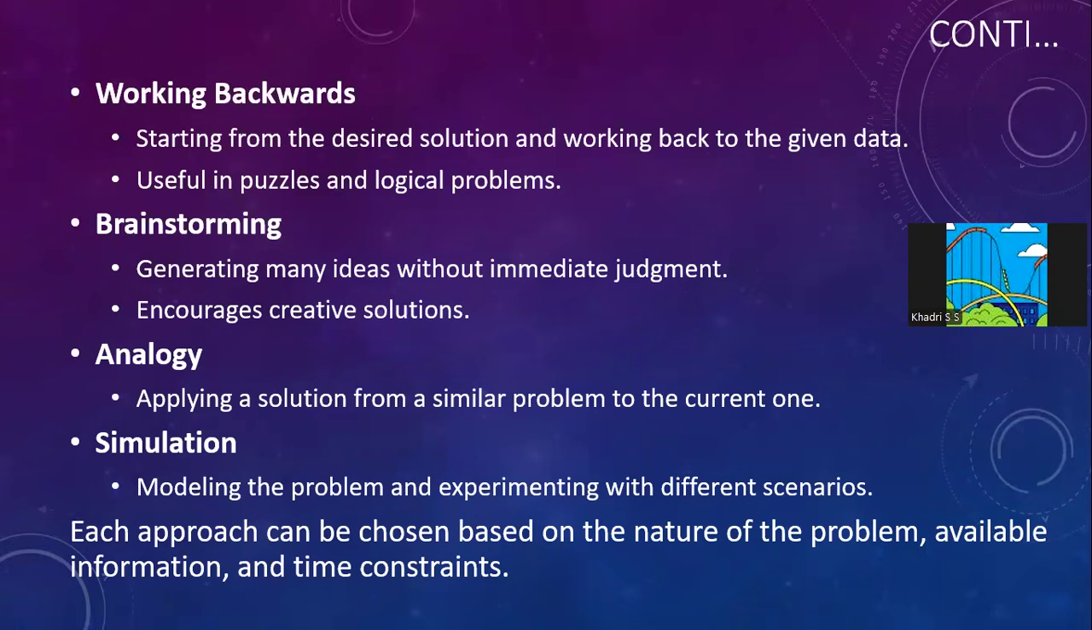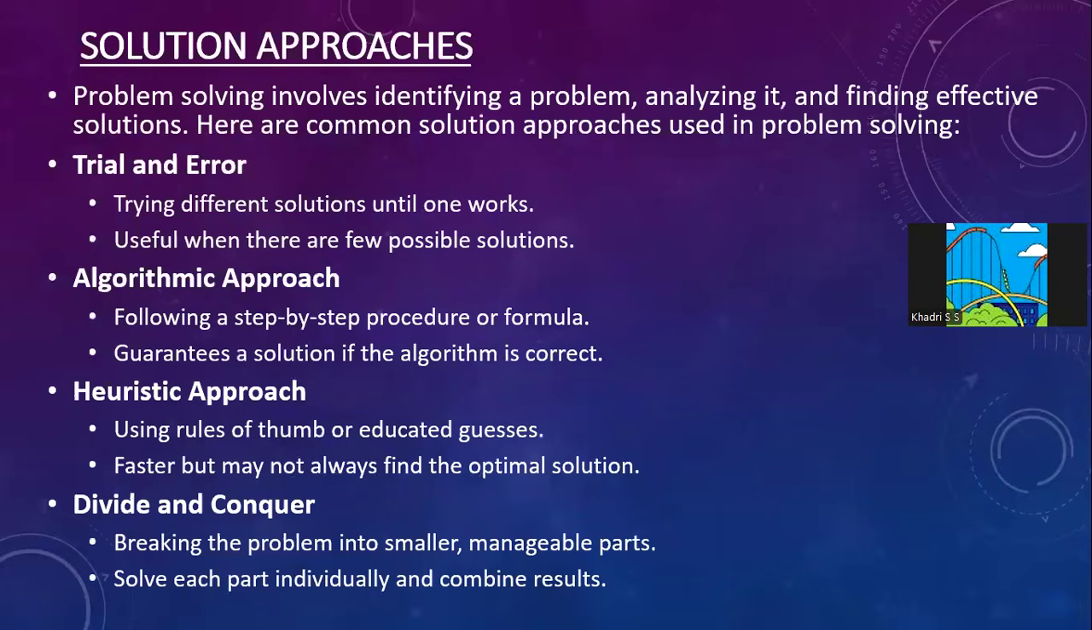Brainstorming is generating many ideas without immediate judgment. So without knowing the problem, directly judging that these things should be the output, these kinds of assumptions should not be made in brainstorming. Encouraging creative solutions. And analogy, that is applying a solution from a similar problem to the current one. And the last one, simulation, modeling the problem and experimenting with different scenarios. So these are the different approaches we apply for the particular problem solving techniques.